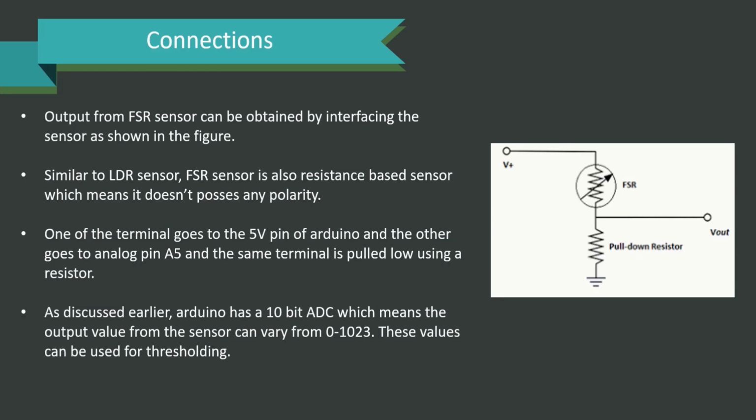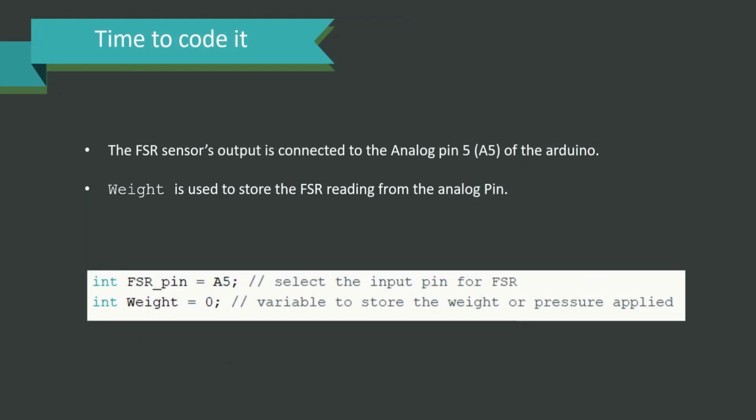As discussed, Arduino has a 10-bit ADC, which means that the output value can vary only in the range of 0 to 1023. These values can be used for thresholding. It is time to code it. The FSR sensor's output is connected to the analog pin 5 of Arduino. Weight is the variable that we use to store the FSR reading which we are reading continuously. The same has been reflected in the code.